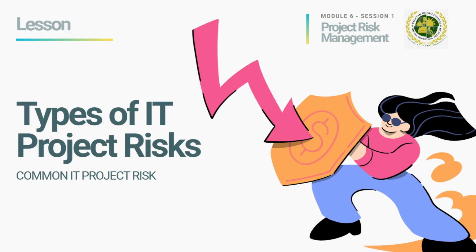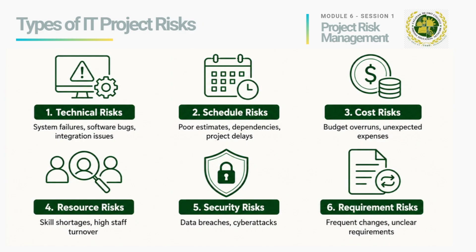Now, there are actually types of IT project risks, and we're going to be identifying them one by one. So, these types of IT risks are technical risk, schedule risk, cost risk, resource risk, security risk, and requirements risk. Now, in technical risk, system failures, this consists of software bugs or integration issues. This is more of a technical aspect of your project.